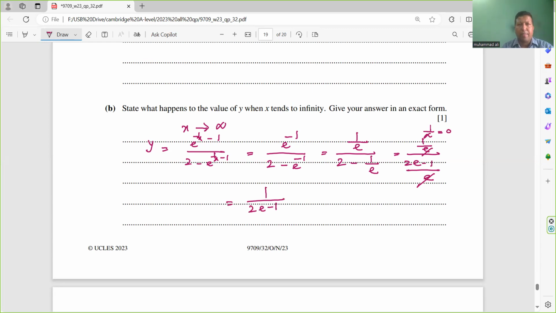So, state what happens to the value of y when x tends to infinity. When x tends to infinity, y equals to 1 by (2e minus 1).